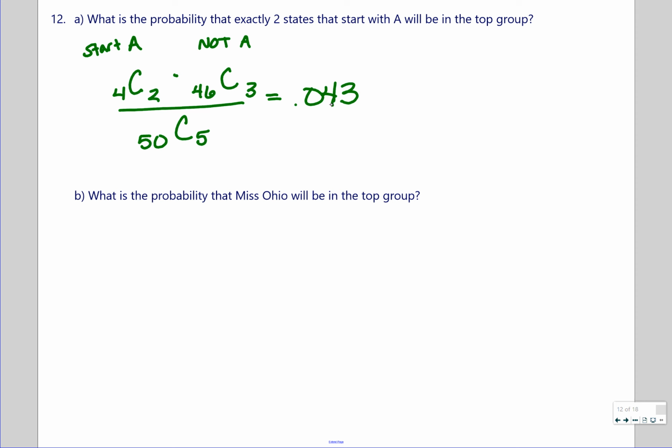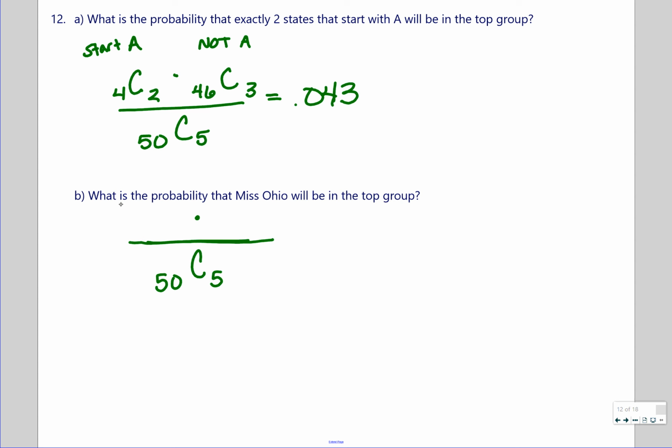Okay, what is the probability that Miss Ohio will be in the top group? So again, how many groups can we make total? 50 choose 5. And let's see, what will be in the top group?